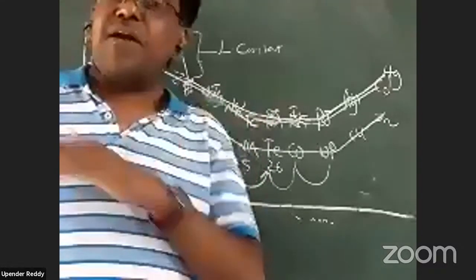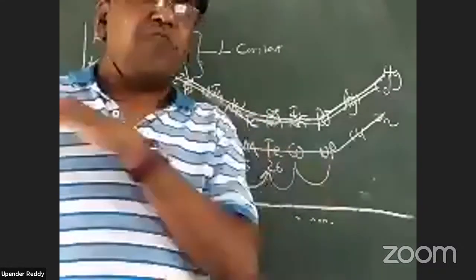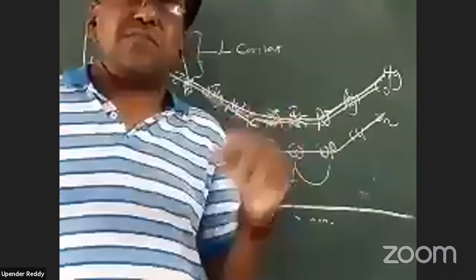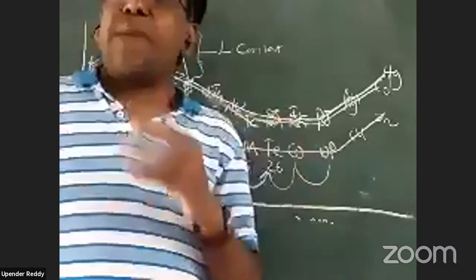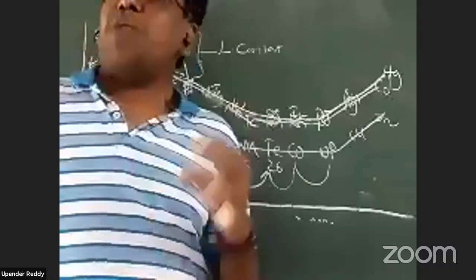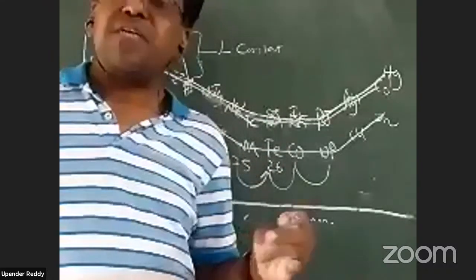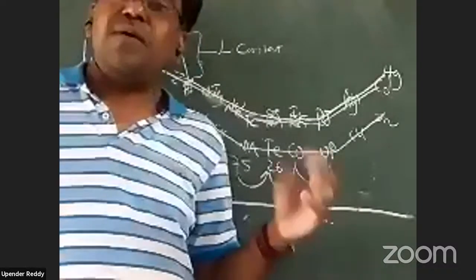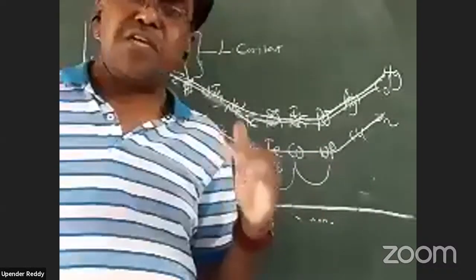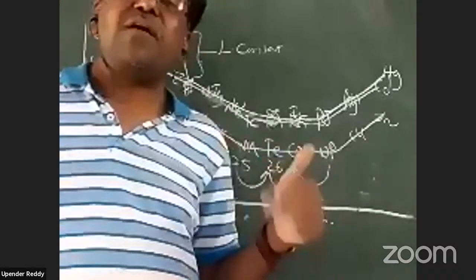But left to right, what should happen? Size should decrease. Sodium to magnesium, magnesium to aluminium, aluminium to silicon, phosphorus, sulfur, chlorine. Size decreases and decreases and decreases. Suddenly, in argon, size increases.